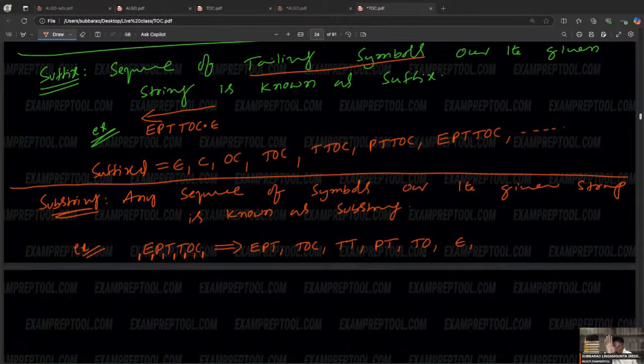Always starting from the start only is called a prefix. There also it is a sequence, but you have to take the starting part. When you say suffix, there also it is a sequence, but the ending part should always come. But in the case of a substring, a sequence should be there, and you can start anywhere and end anywhere.